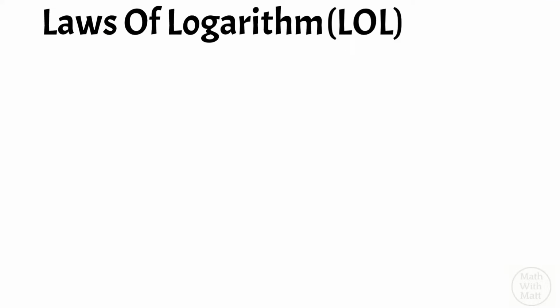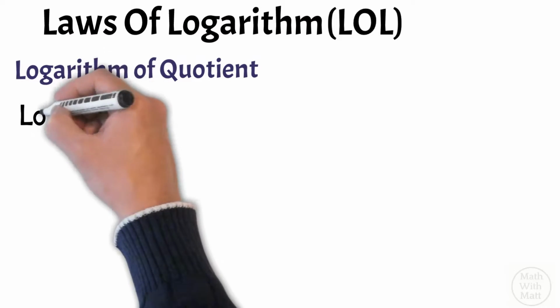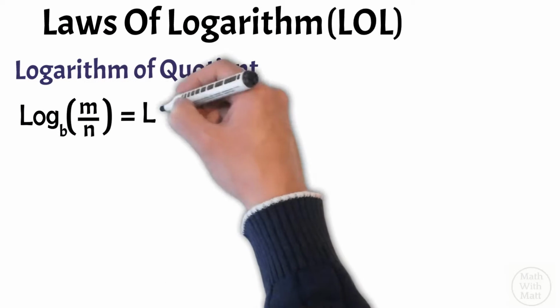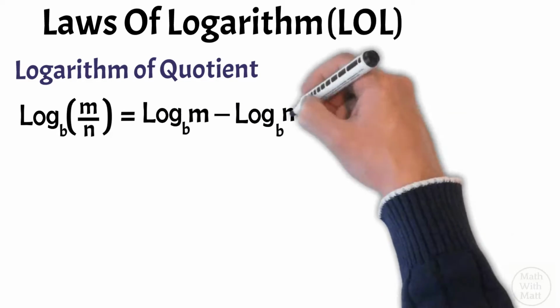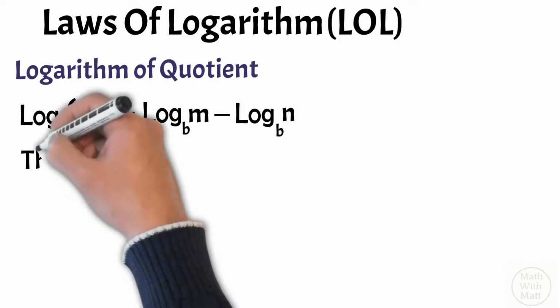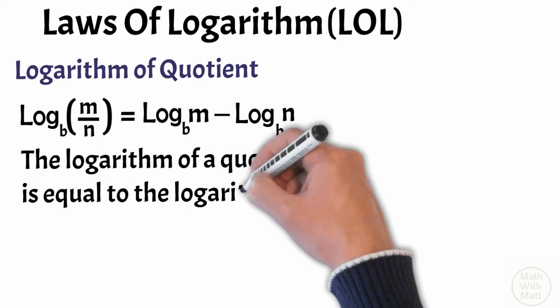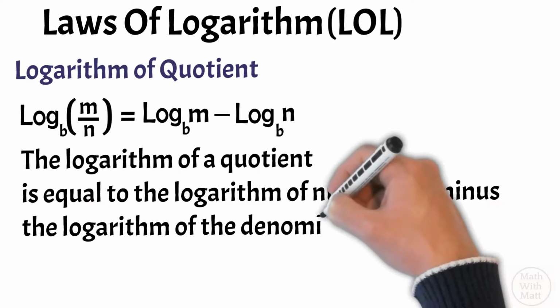Moving on to our third LOL, log of the quotient, which helps us take the long division, which is of course again time consuming, and simplify it by using logs, which then converts it into a simple subtraction operation. In technical terms, we can say the logarithm of a quotient is equal to the logarithm of the numerator minus the logarithm of the denominator.